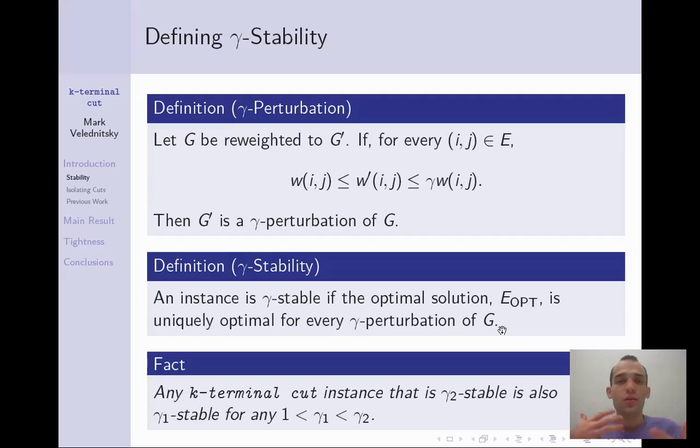And just to give a little bit of intuition, every 2 perturbation is also a 4 perturbation. Therefore, if we have a graph which is 4 stable, we know that it is also 2 stable.